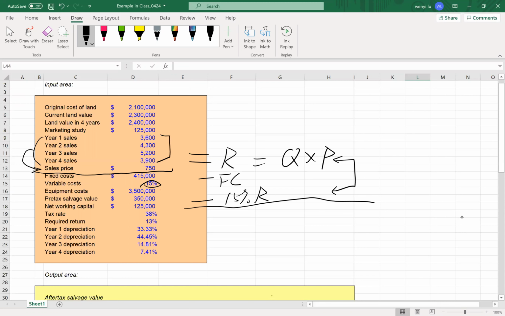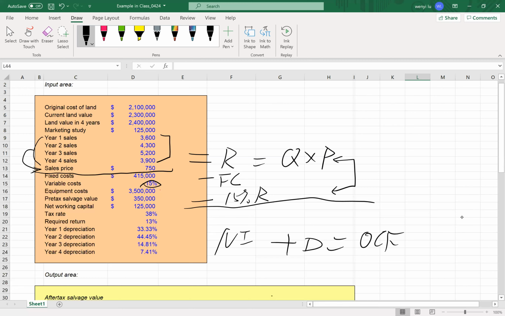Gross profit minus depreciation, and minus the tax, and minus the other interest expense. For example, we have the net income, right? And net income plus depreciation is operating cash flow.